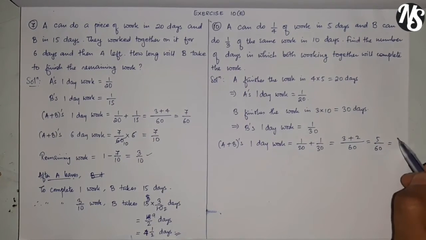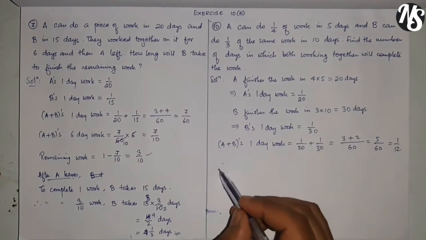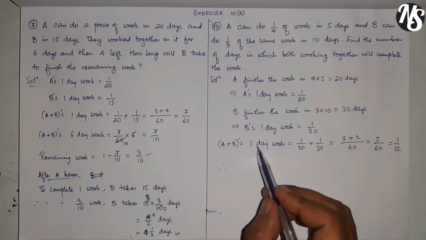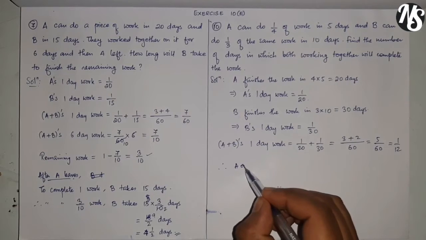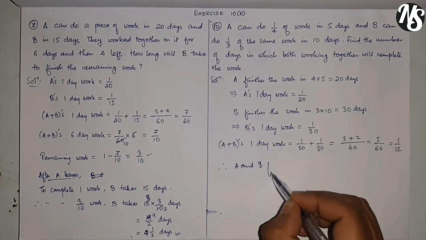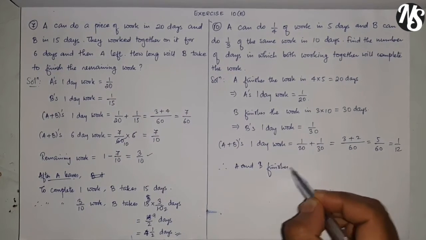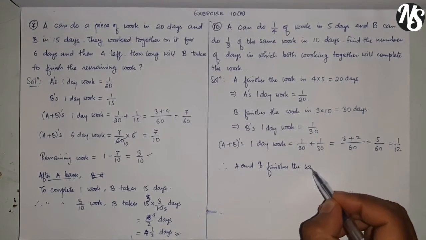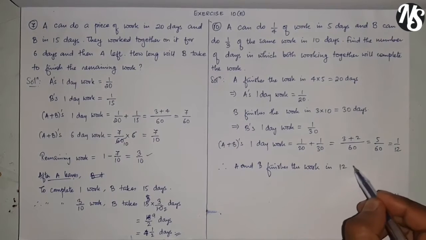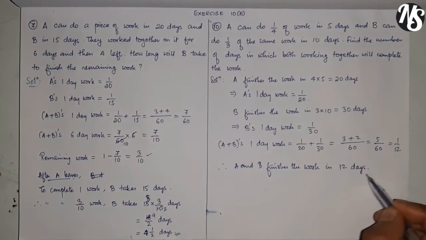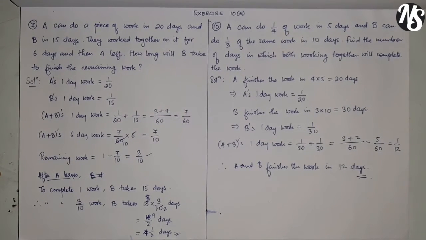It is 1/12. So therefore, if A and B's 1 day work is 1/12, then A and B finish the work in how many days? They finish the work in exactly the reciprocal of this, which is 12 days. Okay, so you may pause the video and note down your solution.